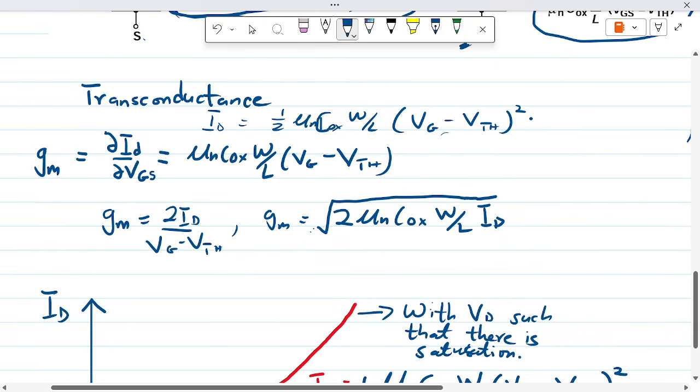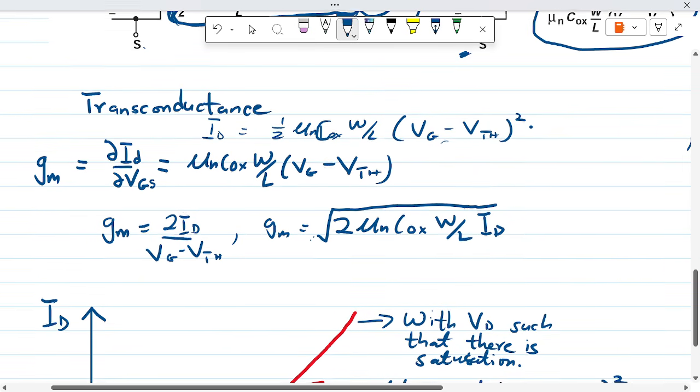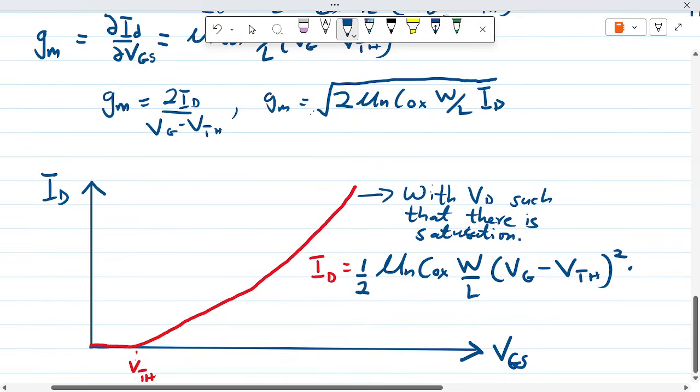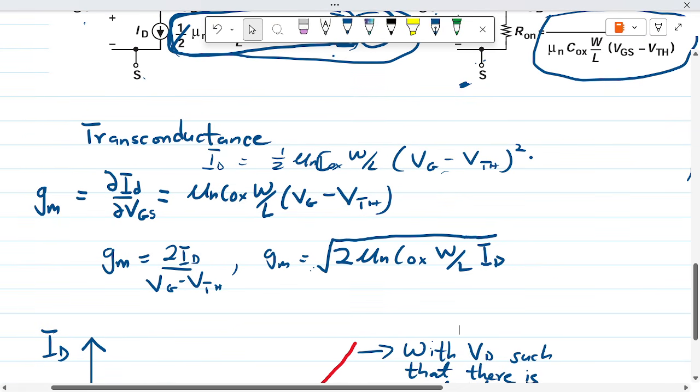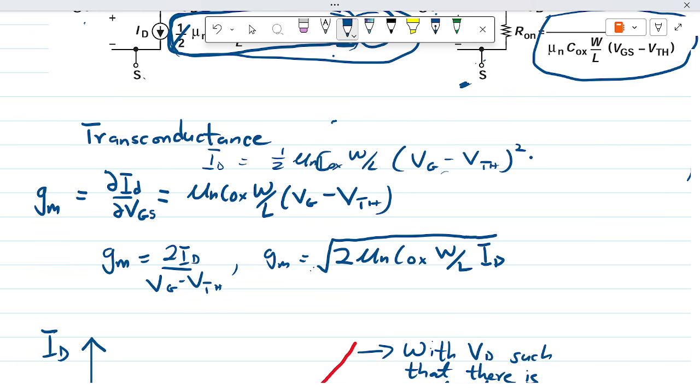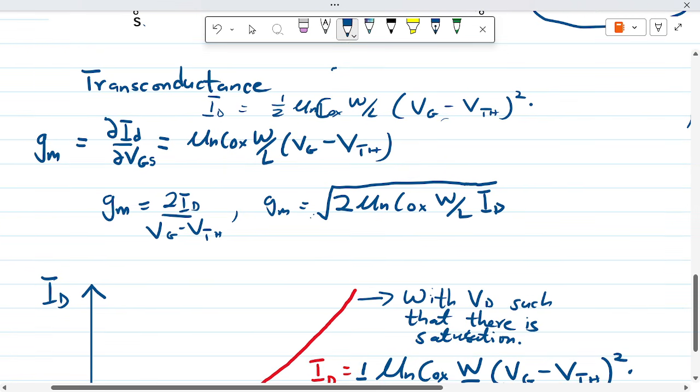Then finally, we look at the transconductance of the device. We said that you could operate the device as a voltage dependent current source, and when you operate it that way, you can build an amplifier out of it. So in the next video, we will take a closer look at the transconductance and how we came about all these formulas.